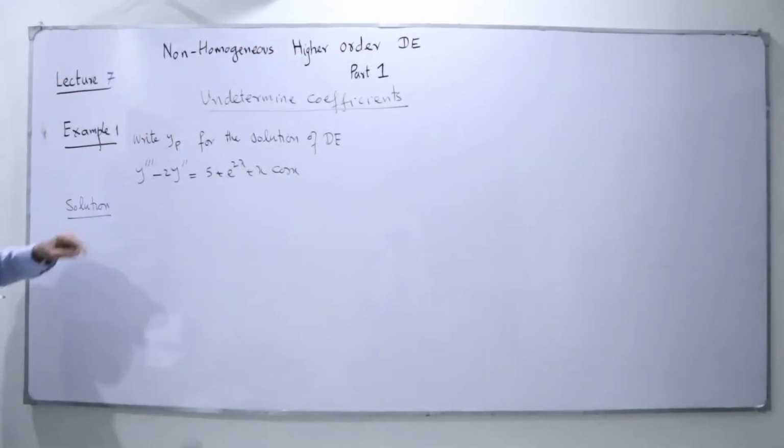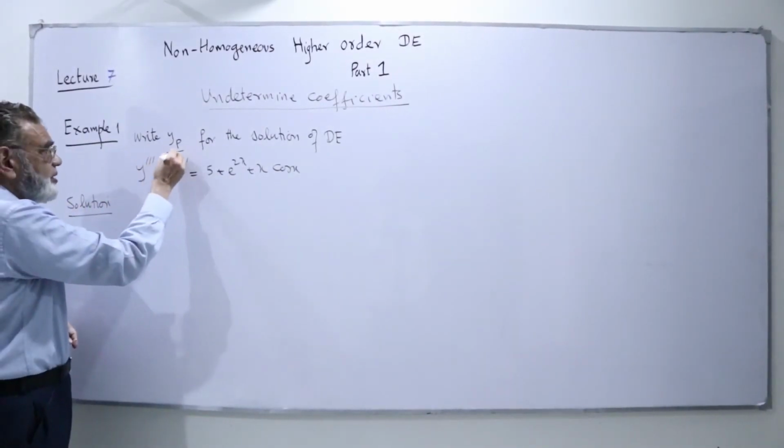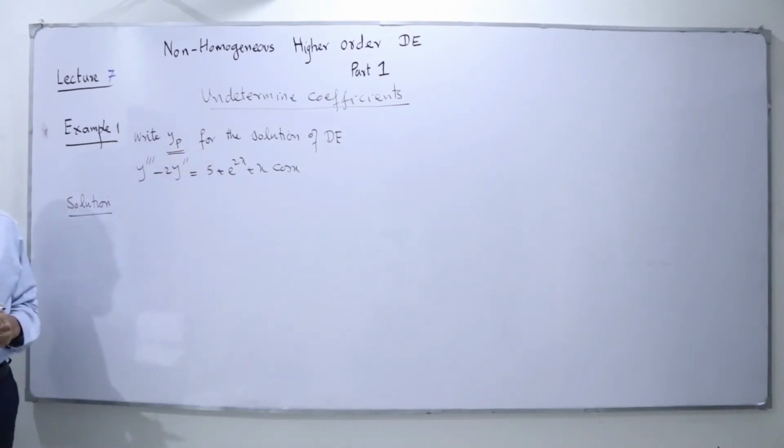With the example, we want to write only yp, not the general solution. We want only yp for the differential equation. But we know that before writing yp, we need the yc. So we can see if the roots are repeated, we can modify our yp. So we take first the homogeneous part of the solution.